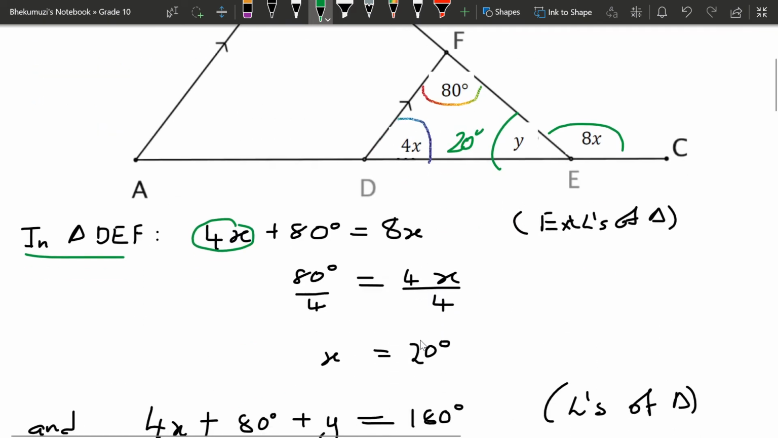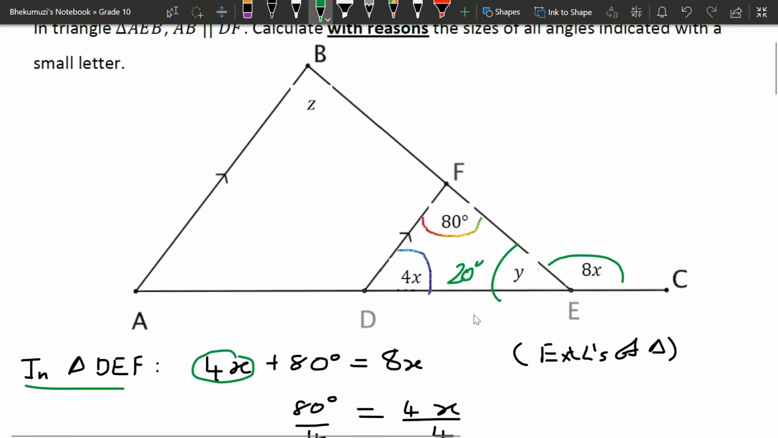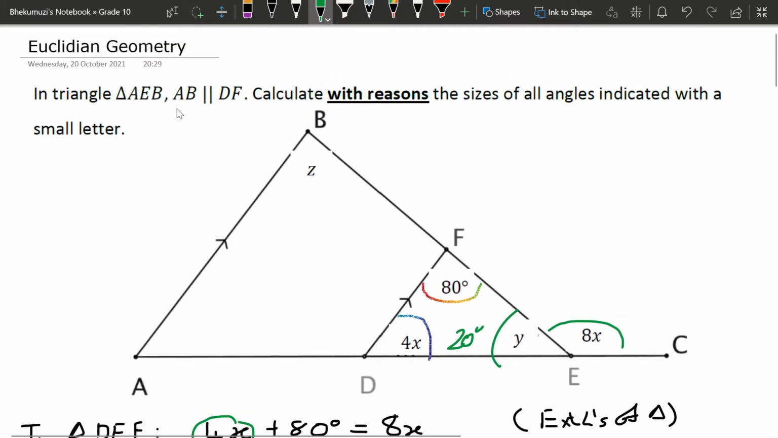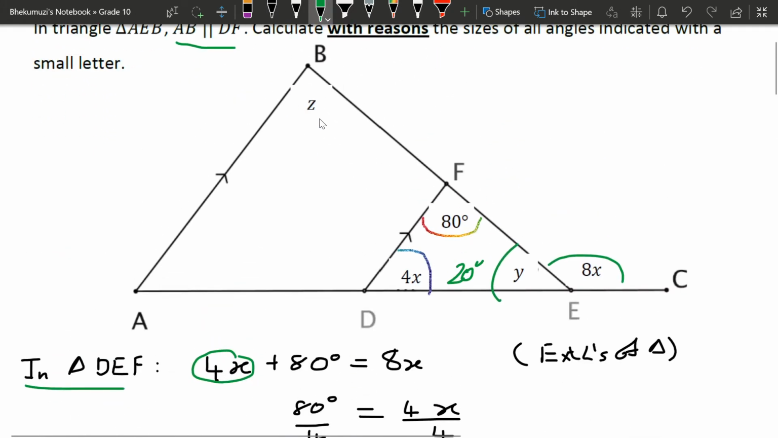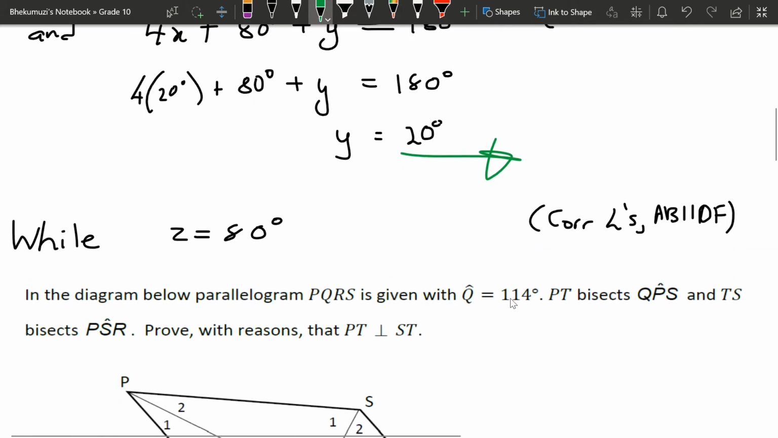Now we've done almost everything, but you need to think about a grade 9 theorem that you have used quite a number of times. Since we have that AB is parallel to DF, for z you could say it is corresponding, because AB is parallel to DF, and that's what you find.